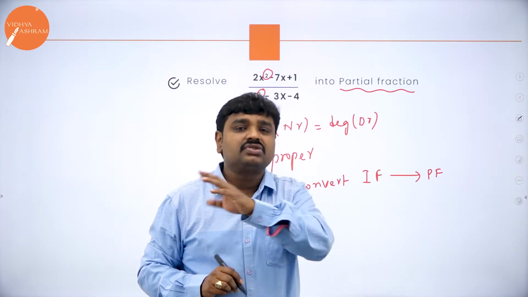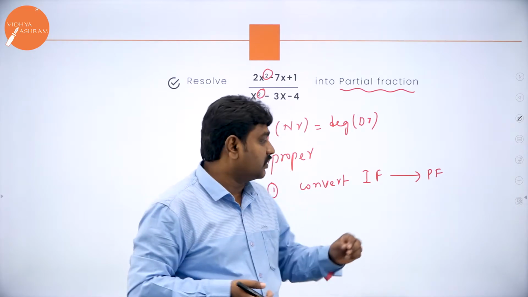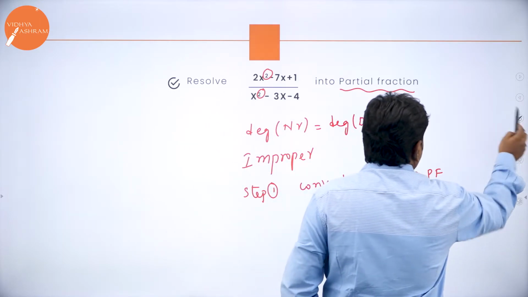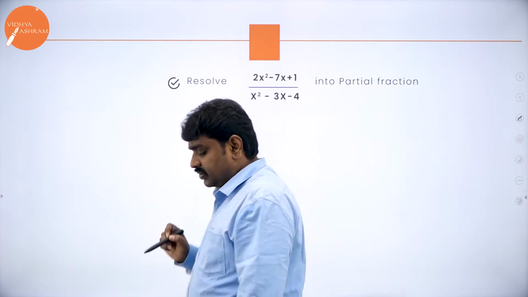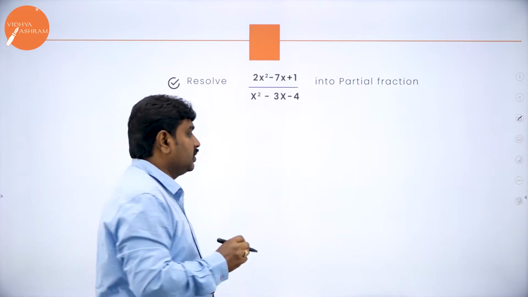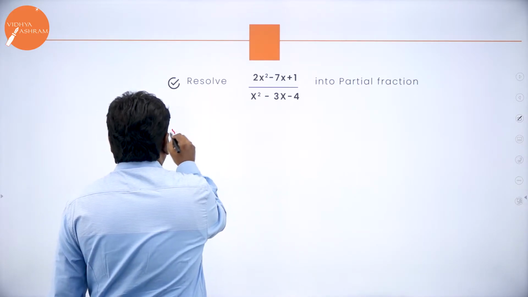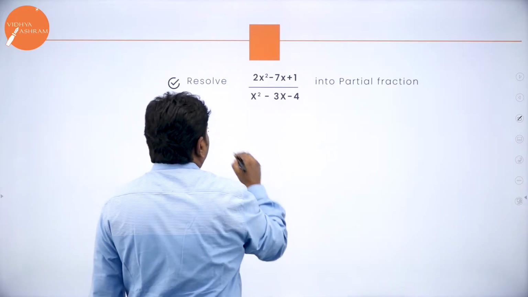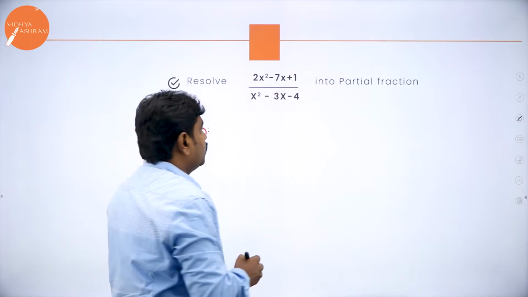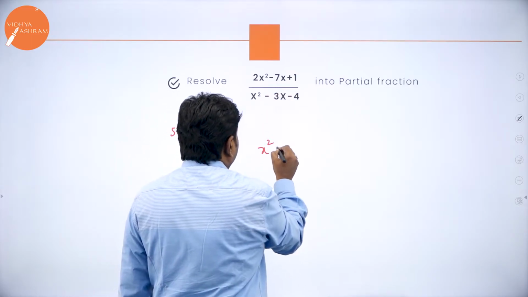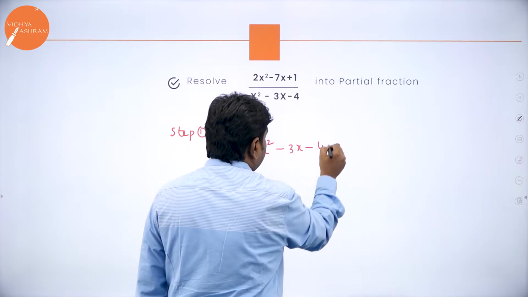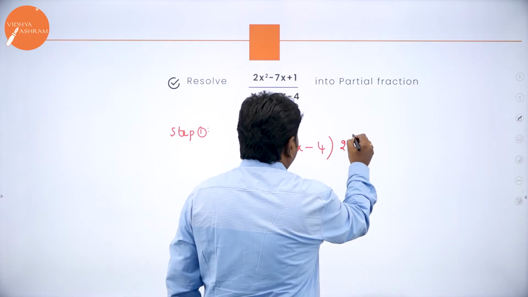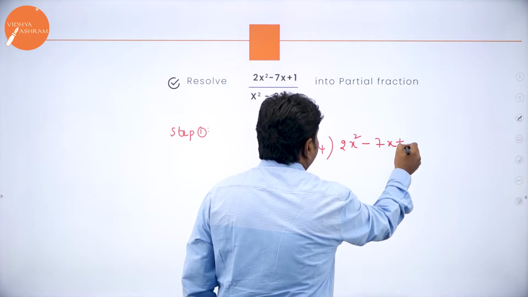Then we can resolve. So if you want to resolve, first convert the improper to proper. Okay, now let us solve this. Now I verified this is improper fraction. Step 1, we will convert improper to proper. So we will divide this. What is the denominator? X square minus 3x minus 4. This is the divisor. I will divide the numerator with this. What is the numerator? 2x square minus 7x plus 1.